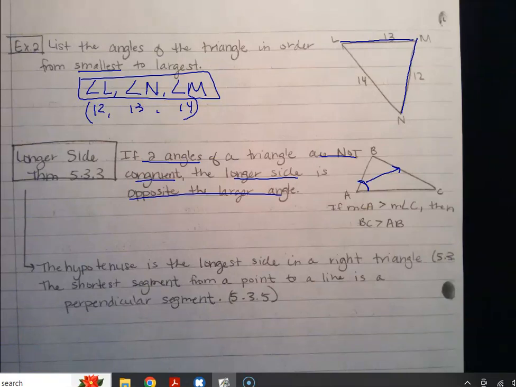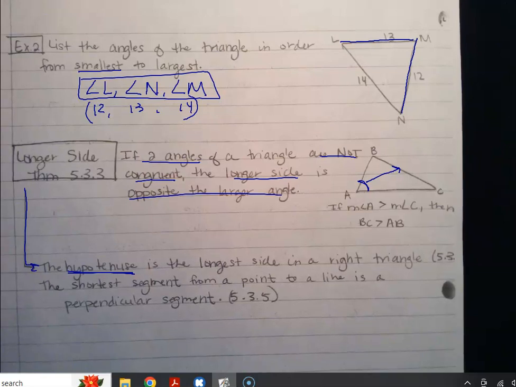All right, and the last part that goes along with this longer side theorem is the hypotenuse. The hypotenuse is the longest side of a right triangle. These are some other theorems that come from that. How big is the angle that's opposite of a hypotenuse? 90. Excellent. Good.